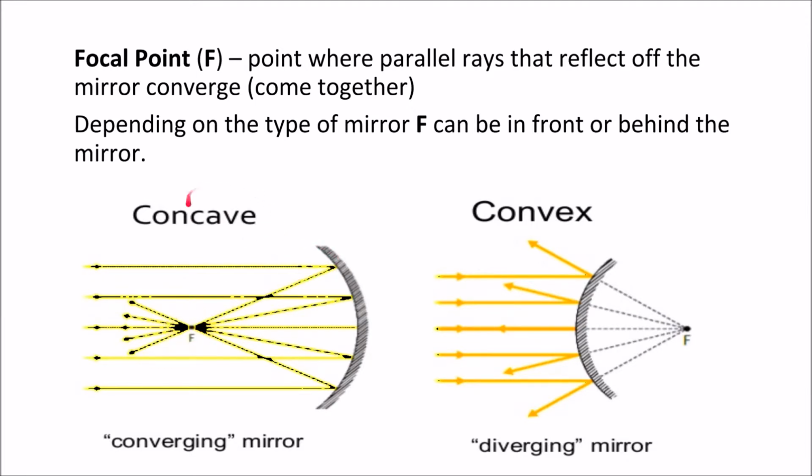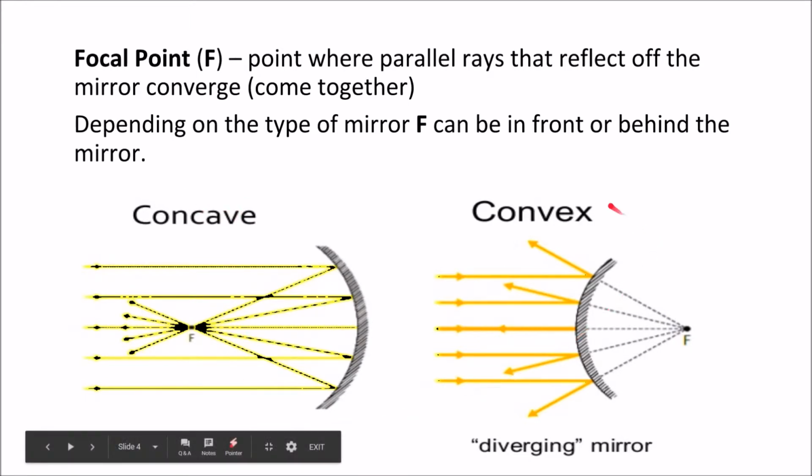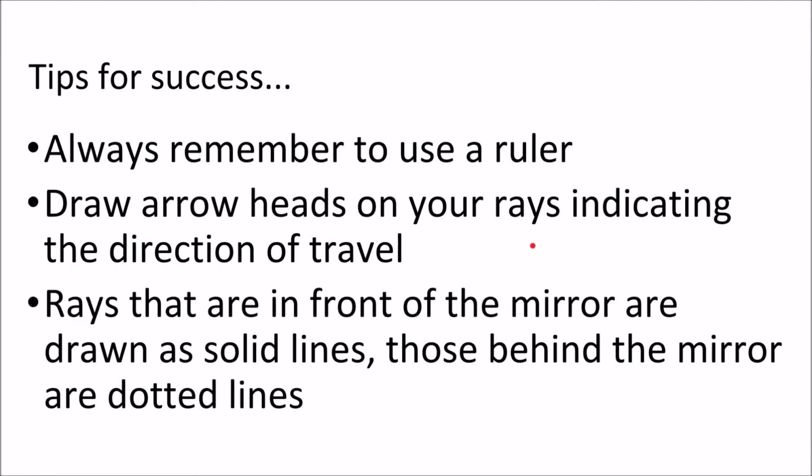So we have a concave or converging mirror, and a convex or diverging mirror. What we're going to move into now is how to actually draw a ray diagram to locate the image that is visible in a curved mirror. And here are a few tips for success that we take with us from when we talked about plane mirrors.